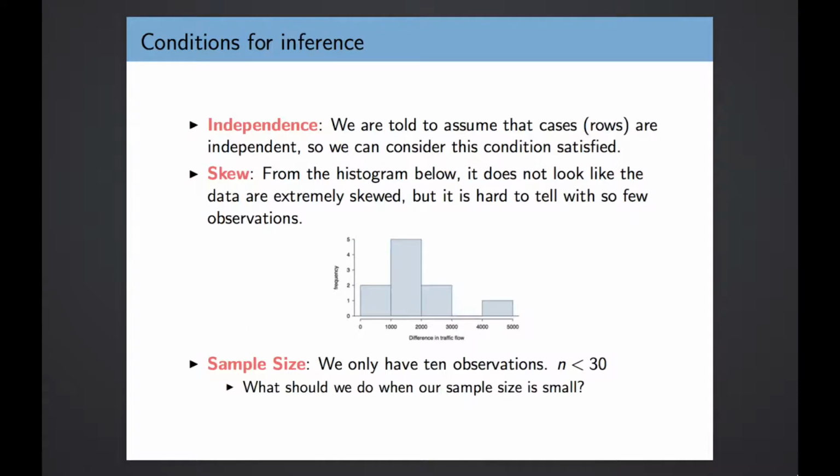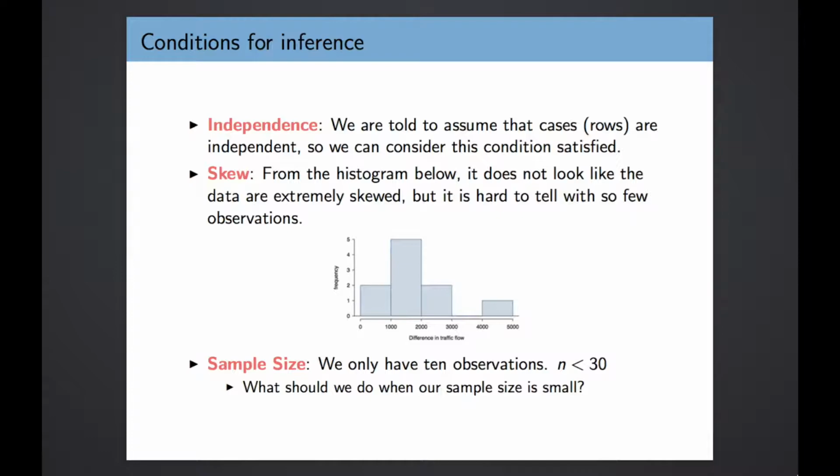The next step in our hypothesis testing approach is always to check our conditions for inference. So the conditions that we've been operating on so far are those of independence, skew, and sample size. So independence, again, is something that we get when we randomly sample from the population and when we make sure that our sample size is less than 10% of the population. In this problem, we were told to assume that these rows were independent from one another, so we're going to go ahead and consider that condition satisfied.